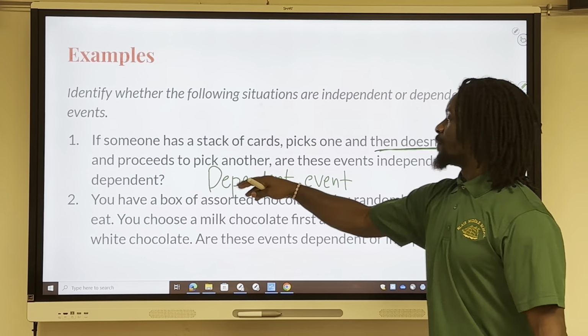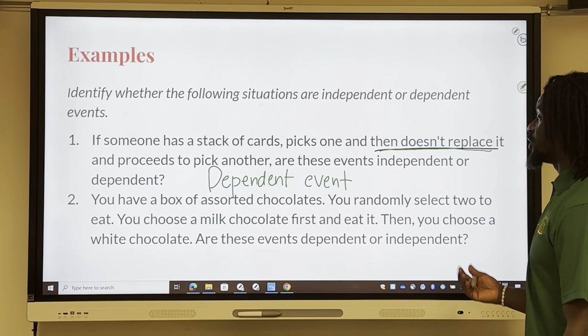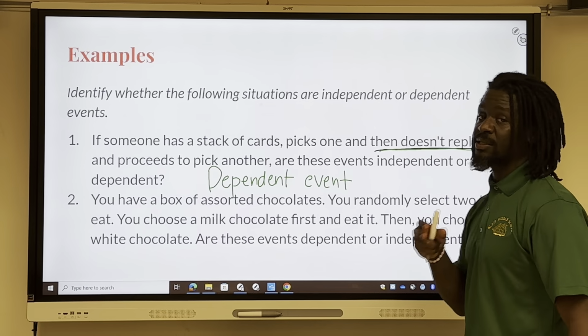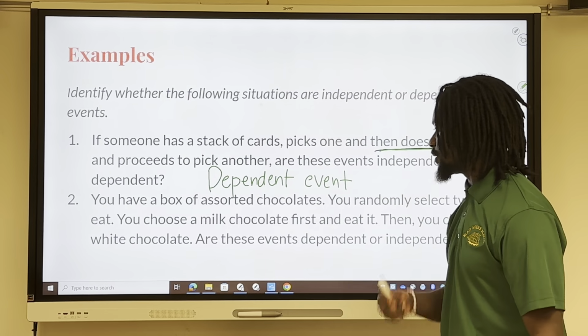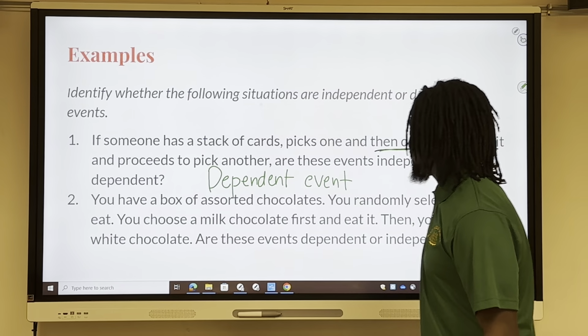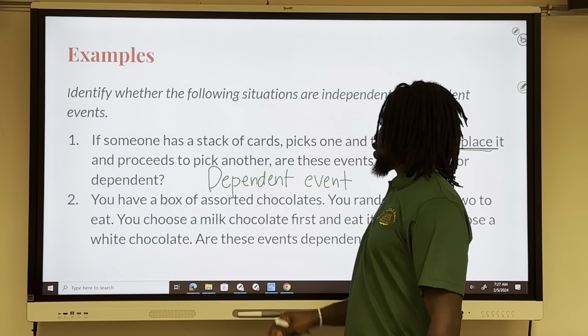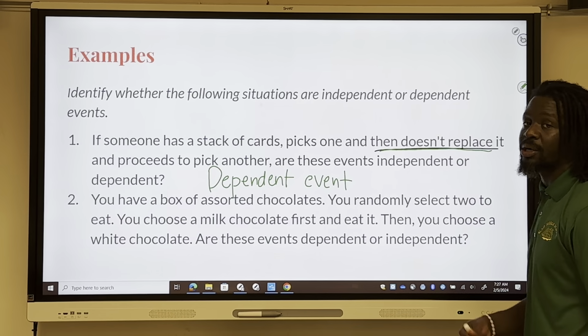Okay? Number 2, you have a box of assorted chocolates. You randomly select 2 to eat. So you're taking 2 chocolates and you're eating them. You choose a milk chocolate first and then you eat it. Then you choose a white chocolate. Are these events dependent or independent?